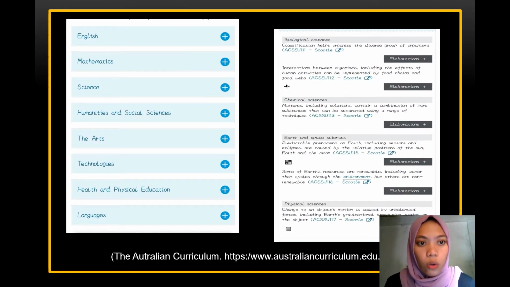We tried to search about the content curriculum of Australia. So here in the picture, we have English, mathematics, science, humanities and social studies, the arts, technologies, health and physical education, and languages. So let us now see the sciences, kung ano yung content ng sciences. So kung i-click natin itong science, ito po yung lalabas.